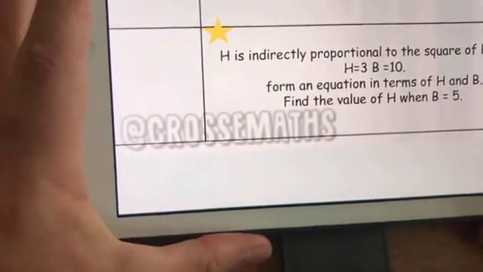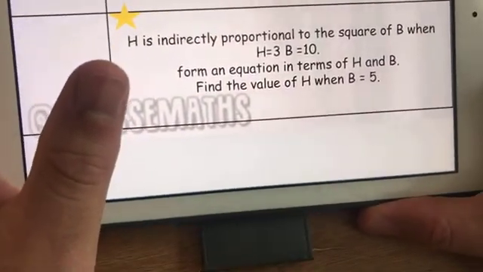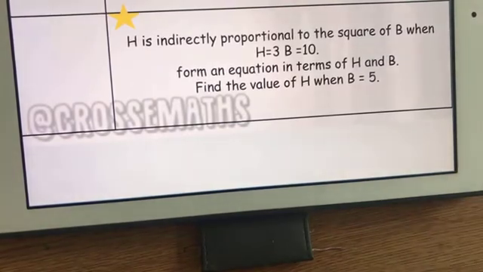Last one. H is indirectly proportional to the square of b, when h equals 3 and b equals 10. So, form an equation in terms of h and b. We did this in a lesson earlier this week.